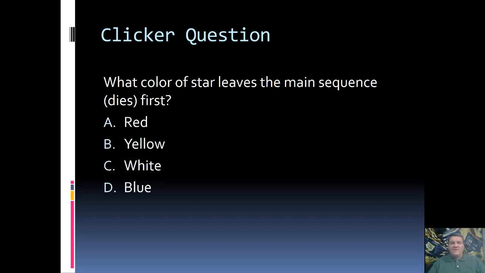Alright, so what color is going to leave the main sequence first? Well, the stars that have the shortest lives are the ones with the greatest mass. On the main sequence, the ones with the greatest mass are going to be the most luminous, but also the very hottest stars. And the very hottest color is blue. So, which color of star leaves the main sequence first? The answer is D, blue stars. So, first, the blue stars die out, then the white stars die out, then the yellow, then the orange, and then finally the red stars.